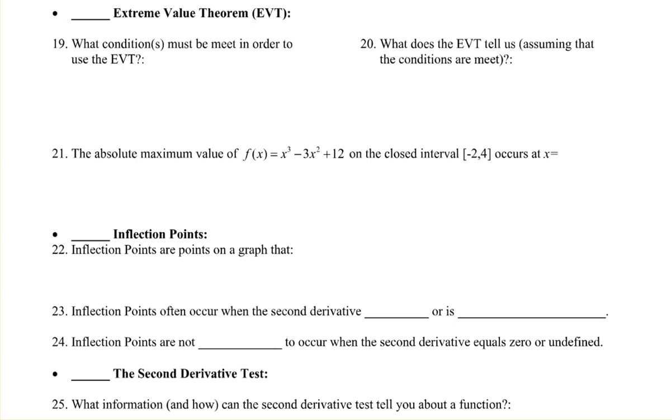Okay, so 21 is asking us to find the absolute max, and if you want to find absolute max or absolute min, it's probably referring to the extreme value theorem. So extreme, biggest, smallest. Not just temporarily, not local max or min, but the global max or min, or the extreme max or min, same thing.